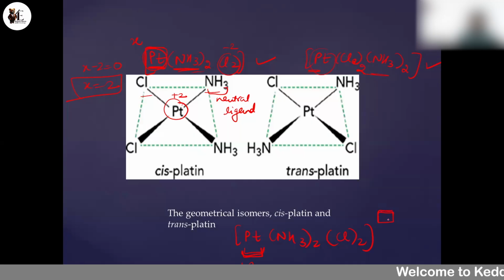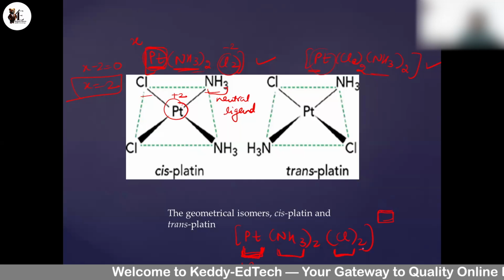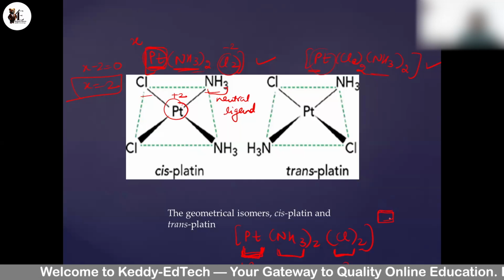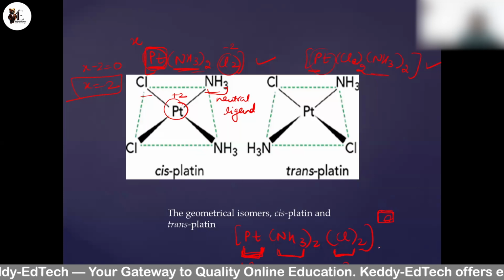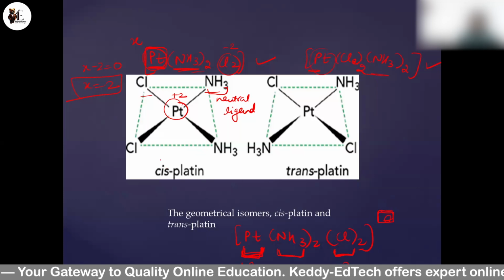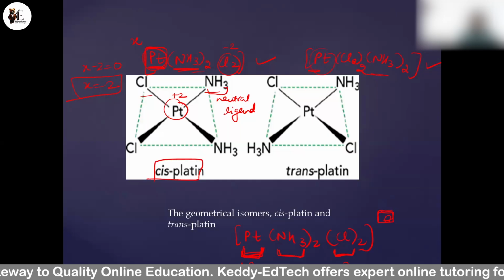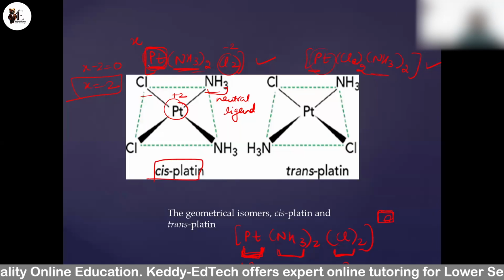But if you are asking me the overall charge on the complex, it becomes 0. +2 is for platinum, NH3 is neutral, and chlorine is -1. There are 2 chlorines, so it is -2. So +2 -2 becomes 0. That means it is a neutral complex. Cisplatin is a neutral complex. What I am telling you, +2 is the oxidation state of platinum.